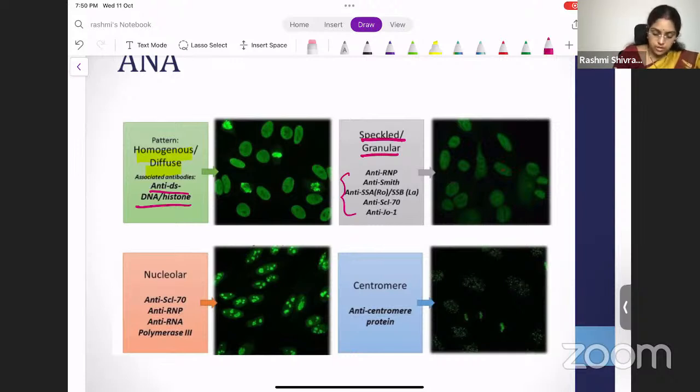You can see here these kind of things. This is speckled or granular appearance. So nucleolar, when it stains the nucleolus inside the nucleus, is seen in anti-SCL70, anti-RNP and anti-RNA polymerase 3, right? Then anti-centromere antibodies. Yes, this is the staining. This is the indirect immunofluorescence. You must remember this technique also.